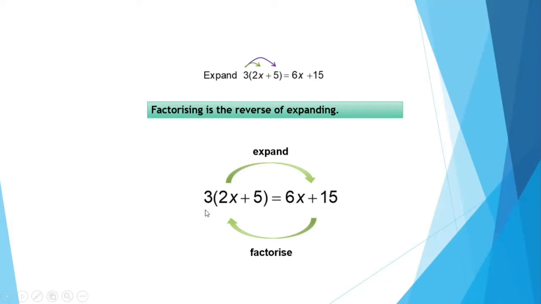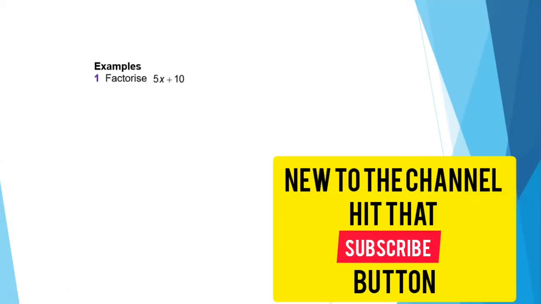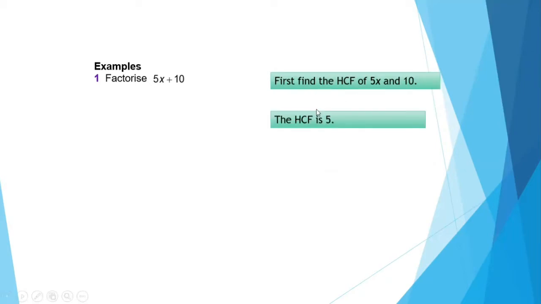Okay, let's solve some problems, children. Here is a question for you. Factorize 5x plus 10. Very important: when we are factorizing an algebraic expression, first we find what is common. Common in the sense, what is the HCF? So we first find the HCF of 5x and 10. The HCF of 5x and 10 is 5. You can see there is no x in 10, so for 5 and 10, the HCF is 5.